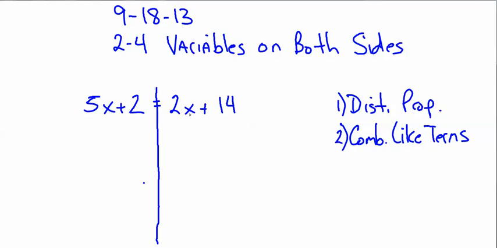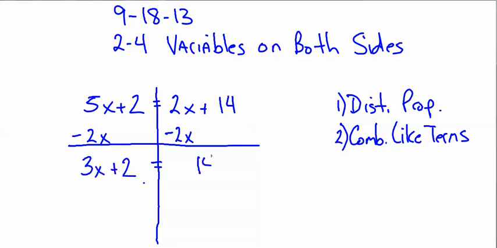Some people like to always move the smaller number. Okay? That's fine. In this case, if you subtract 2x from each side, you're going to get 3x plus 2 equals 14. By moving the smaller number, a lot of times you can avoid having a negative in front of the variable. Because if you think about it, if you would have subtracted 5x from each side, you would have had negative 3x, right? Well, since we moved the 2, we don't have a negative in front of the variable.